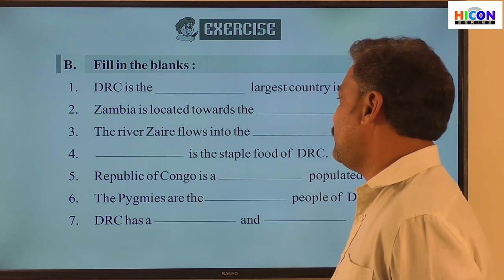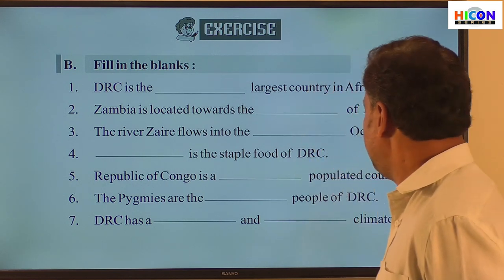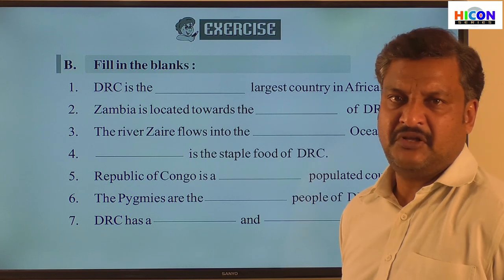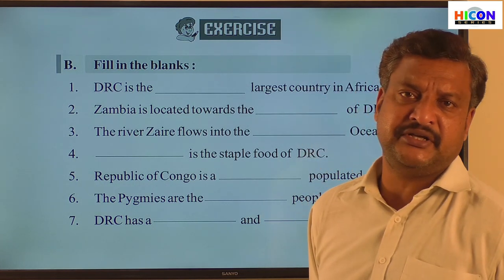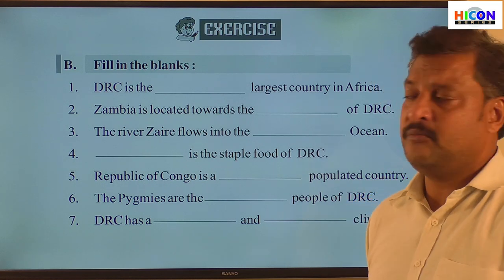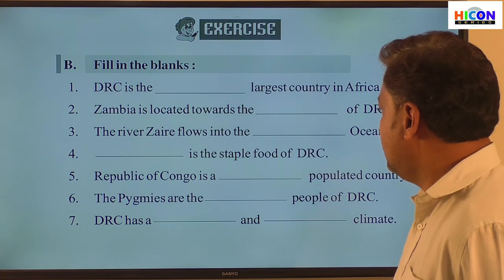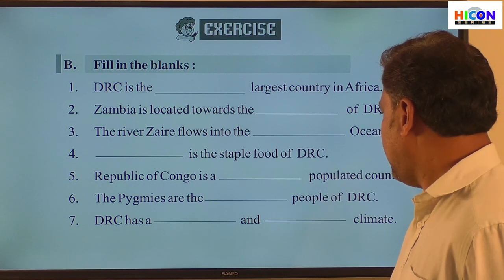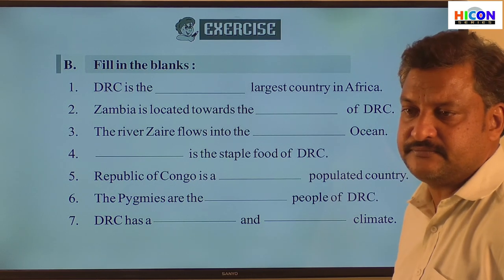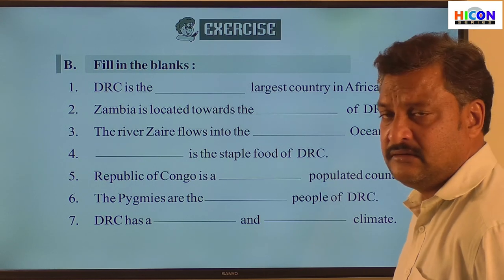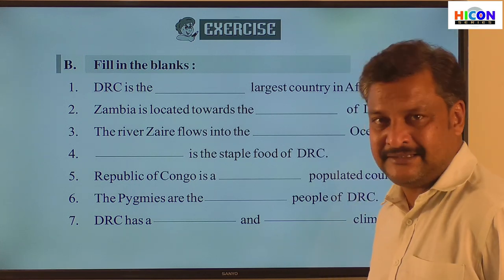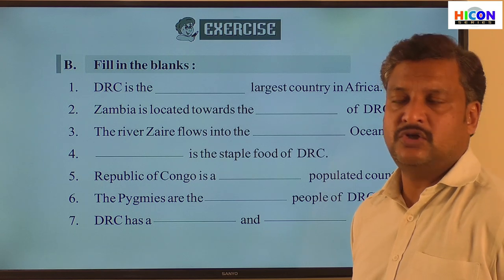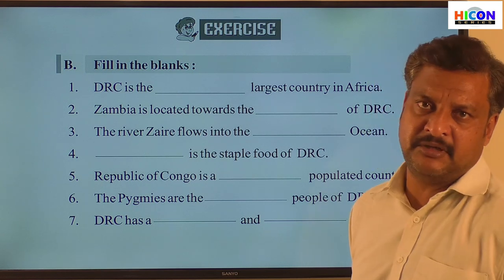The Republic of Congo is a dash populated country. Not very populated. It's a sparsely populated country. The Pygmies are the dash people of DRC. Pygmies are the nomadic people, or the nomadic tribe. We can call it the nomadic tribe or the tribal people.